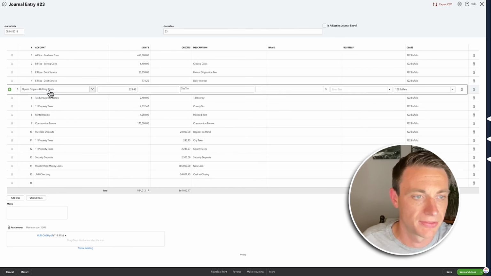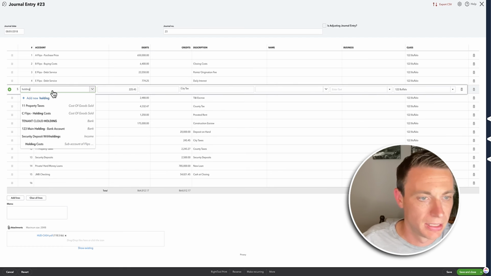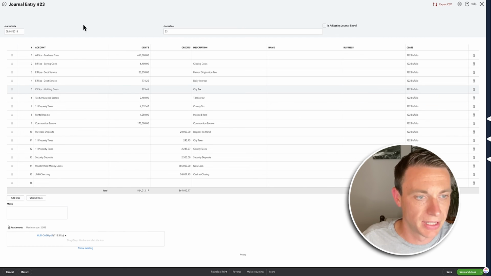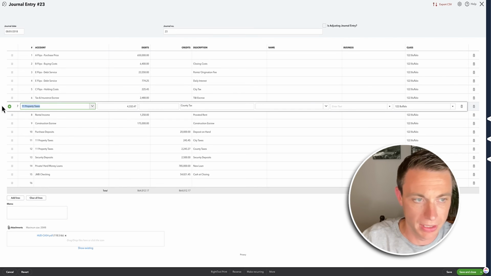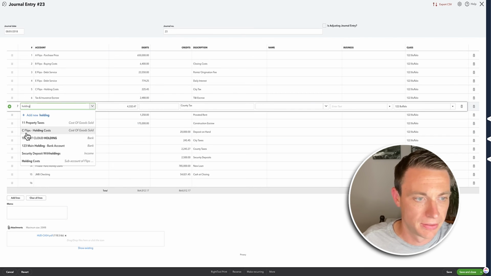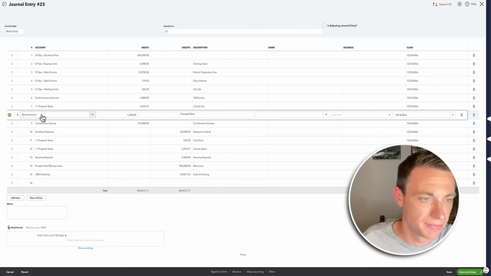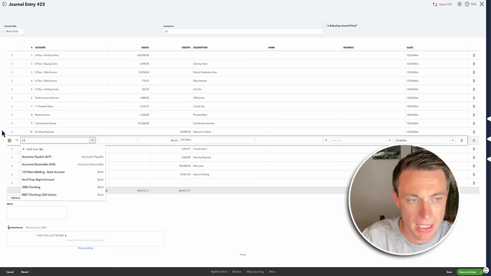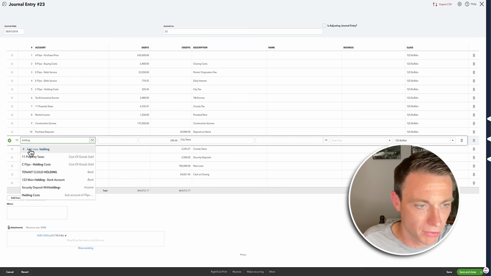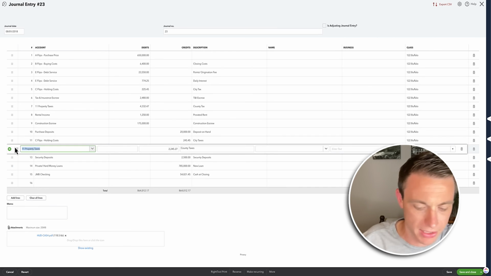Oh, that's flips in progress. I don't want that. I want cost of goods sold. There we go, right there. Tax and insurance escrow is going to stay the same. Property taxes is holding costs. Rental income, I probably wouldn't have rental income if I'm flipping it, but that would stay the same. Construction escrow, the purchase deposit, all that stays the same. Just these little categories here, we're going to put them over toward, in this case, holding costs.